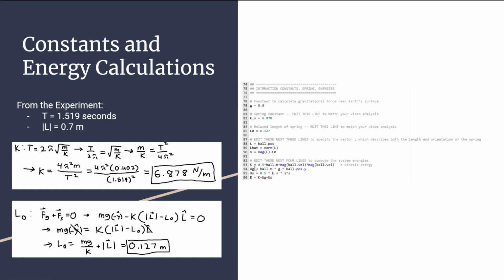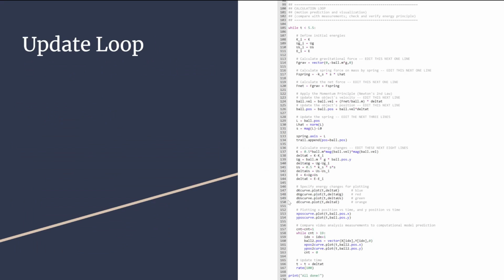And this is the energy equation, so half mv squared, mgh, half ks squared, and then total energy is all that added up. Here's our update loop where we define our initial energies. Here's our gravitational force, spring force, total force, which is these two added up. Then we update the ball's velocity with the velocity update formula, and same with the position. And then down here we update the spring.